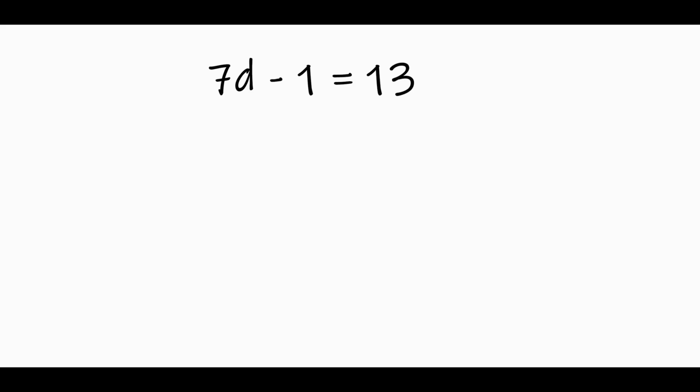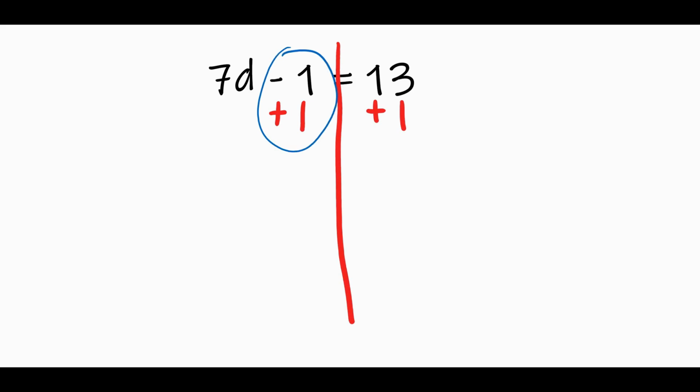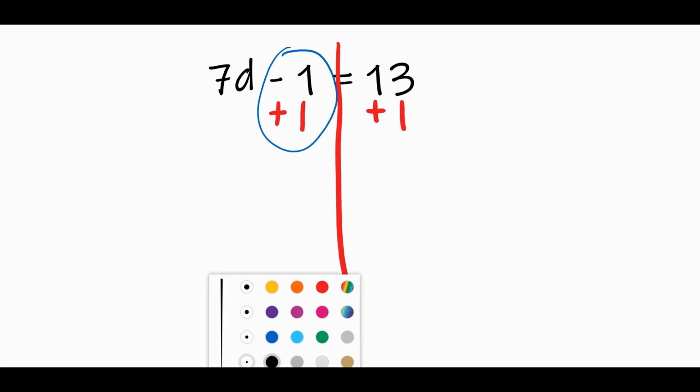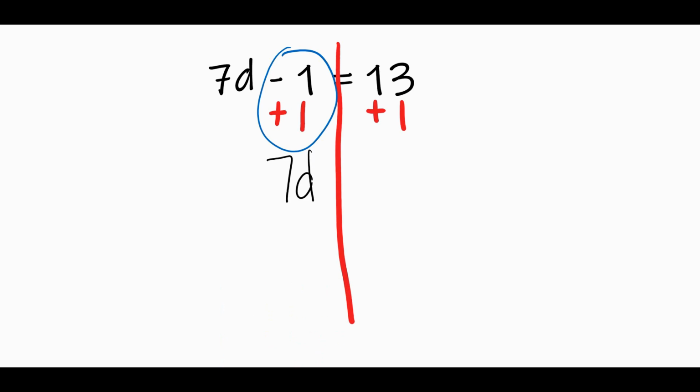7d minus 1 equals 13. So I'm going to draw my river. And the first thing I'll take care of is that negative 1. The opposite of a negative 1 is a positive 1. So I'm going to add 1 to both sides. This is going to create a 0 pair here. And that leaves me with 7d on this side.